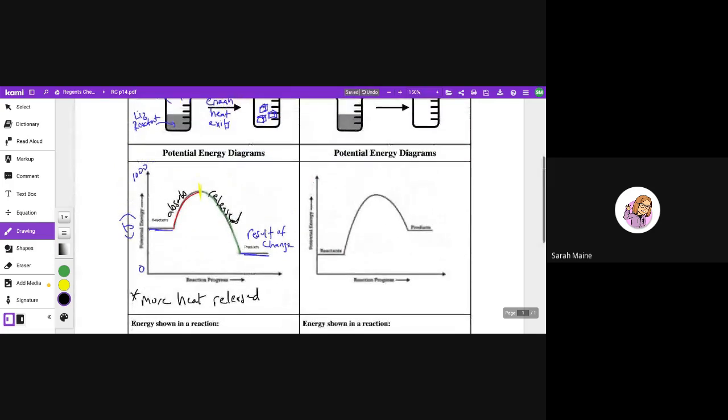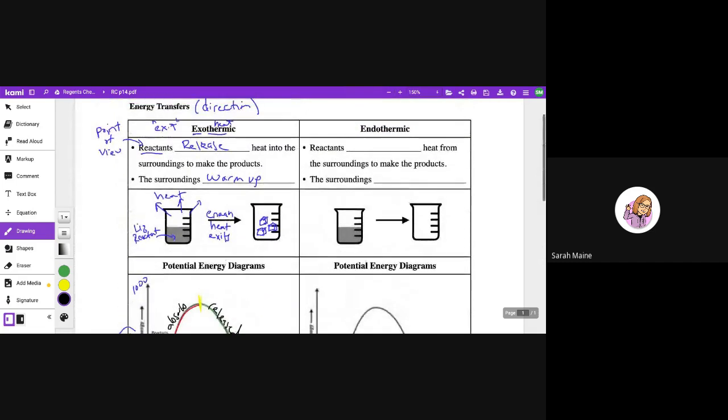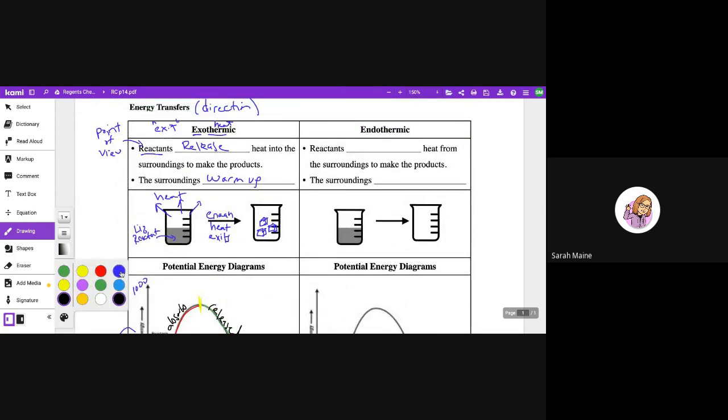Okay, looking at the other side of the notes. Okay, so now we have the term endothermic. So it starts off with en, as in the word entrance.